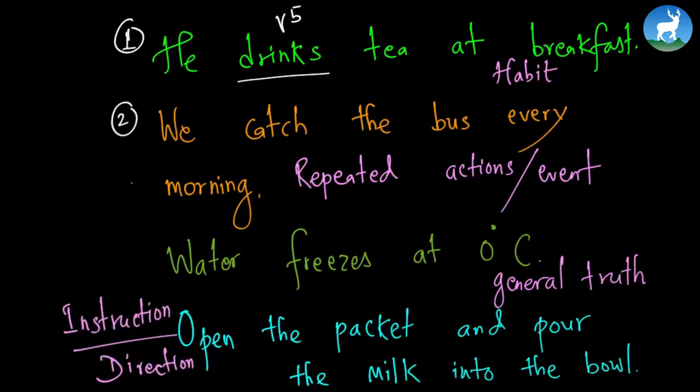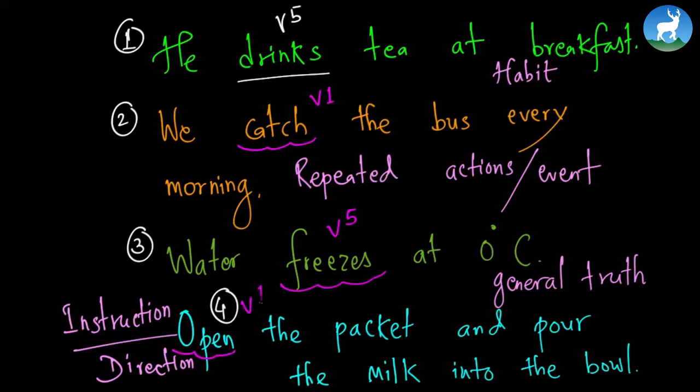So these were the 4 different examples. Now if you were to look at the verb form, we have a V1 in the first example, a V1 in the second, a V1 in the third, and open is a V1 again, and pour is again a V1. So these are some of the examples of the uses of the simple present tense. Let's go and study a couple more examples.